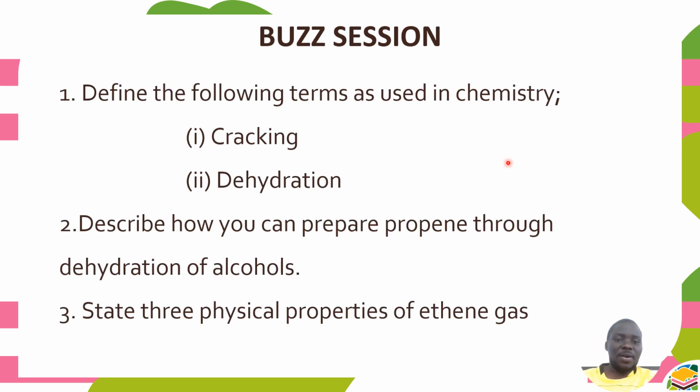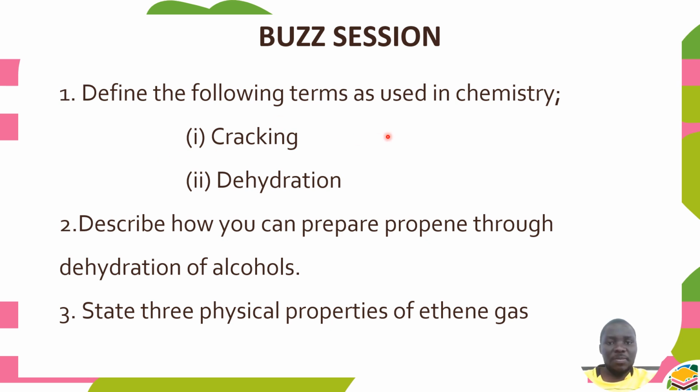Now that's the end of our presentation. So far we have looked at how we can prepare ethene. We have looked at some of the physical properties of ethene. We have looked at how we can prepare other alkenes using different alkanols. We have also looked at the sources of ethene. So reaching this point, it means we have managed to cover much of the success criteria that we are supposed to achieve. But just to check our understanding, we have a small buzz session, that is a quick exercise to go through.